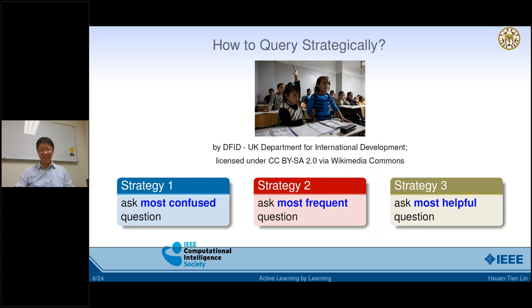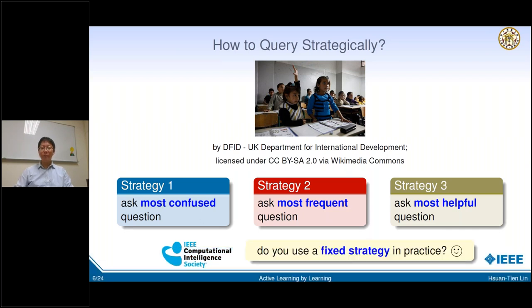So there are different strategies. Of course, they are not disjoint, maybe they are related. Sometimes the most confused question is also the most helpful one, but maybe not. So basically, we can see there are different kinds of strategies that you can use in the real world to actually ask questions. Now, my question for you, before you really have a question for me, is do you use a fixed strategy in practice?